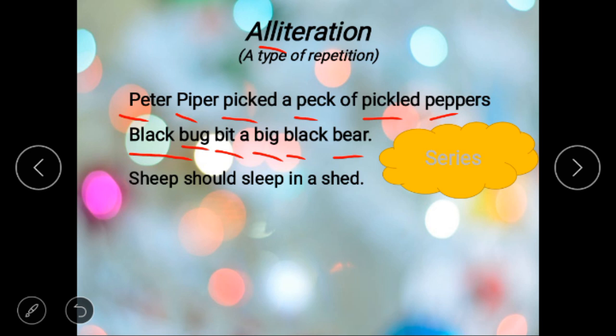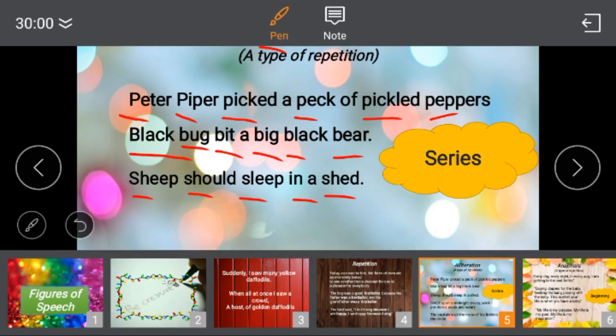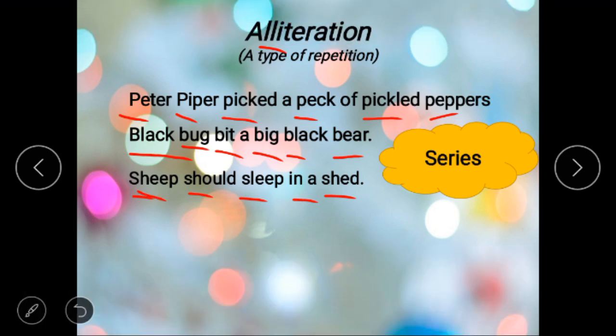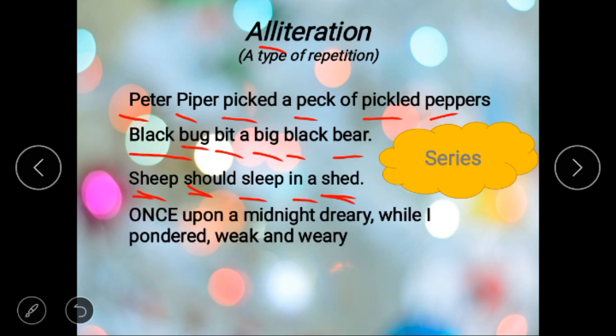Let's see the next one. Sheep should sleep in a shed. Here the sounds which are repeated are sh in sheep, sh in should, sh in shed. That means the sh sound is being repeated. This is called alliteration. Let's take a look at the next one.